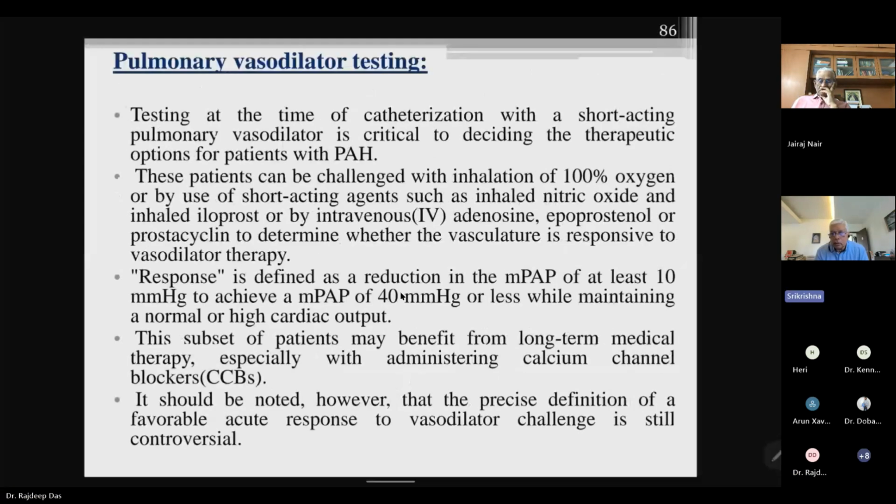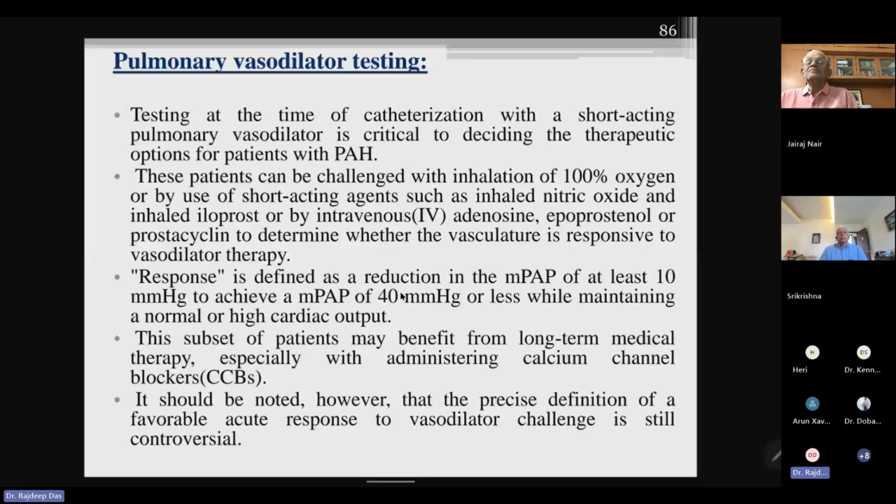Because you must edit this thing. We can't go on and on. The attention span of everybody beyond 40 minutes is less. So you have to edit, so I'll finish up. I'll finish in 2-3 minutes, sir. Yes.